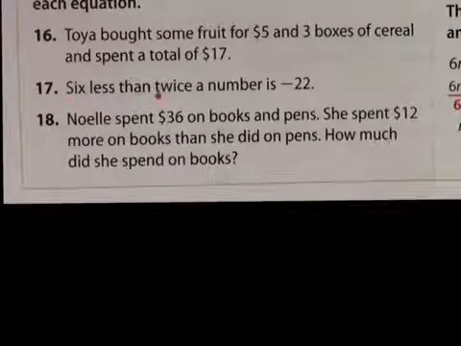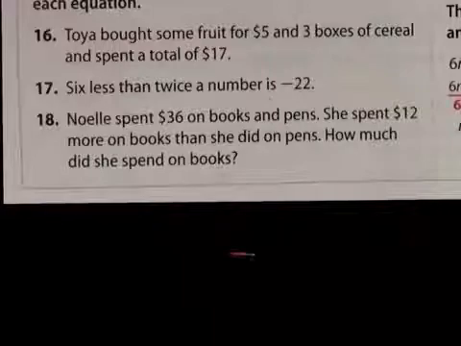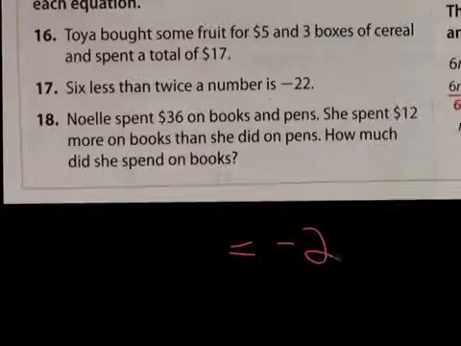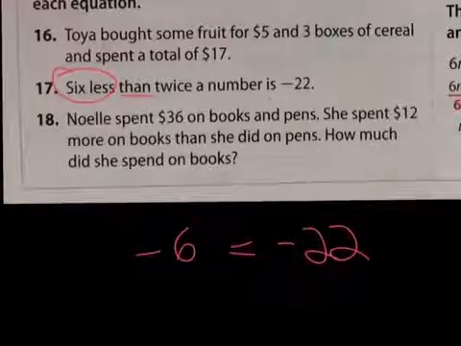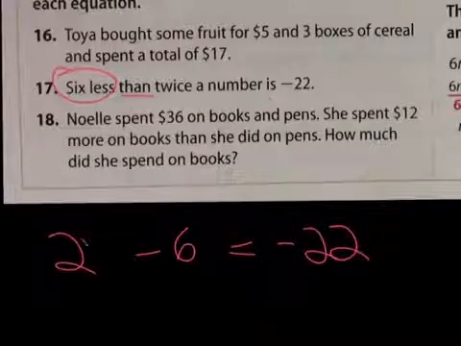Okay, now we have 17. 6 less than twice a number. 6 less than twice a number I know is 17, right? Sorry, it is negative 22. So I know it is negative 22. Okay, and we're saying 6 less than twice a number.